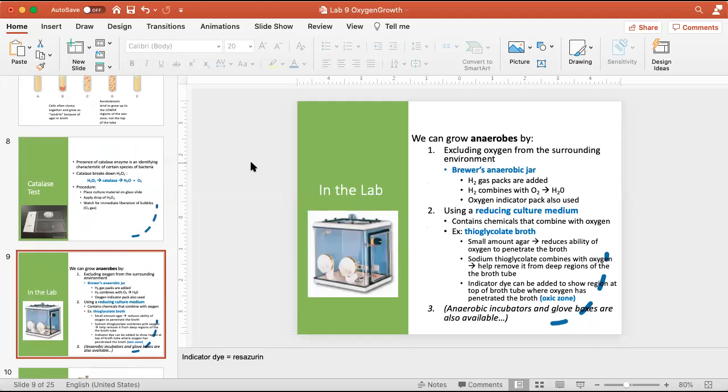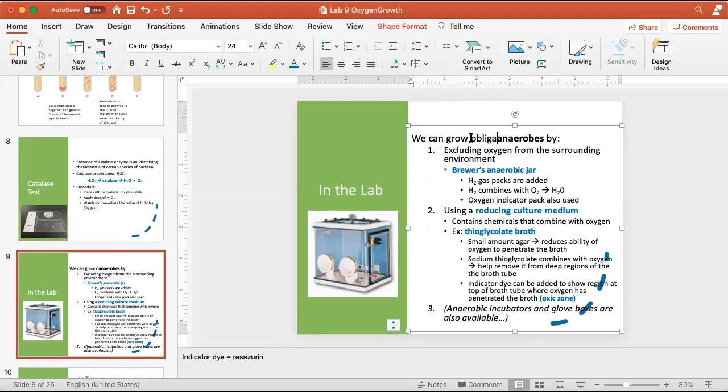All right, let's talk for just a minute about what we do in terms of culturing when we know we have an anaerobe. Remember, if we have an obligate anaerobe, we've got an organism that can't be near oxygen. Oxygen is toxic to it. So there are a couple of ways that we can grow anaerobes in the laboratory. And again, I'm talking about obligate anaerobes here primarily.